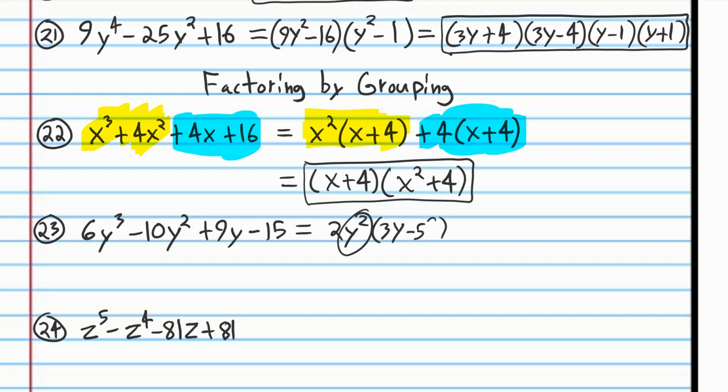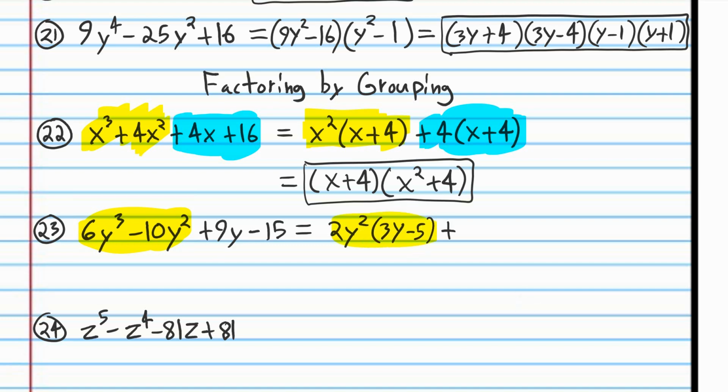And y to the 2nd times how many y's is y to the 2nd? Well, there's no y's there. So again, I know that's kind of confusing, but all I did is just factor out the greatest common factor from these first 2 terms.